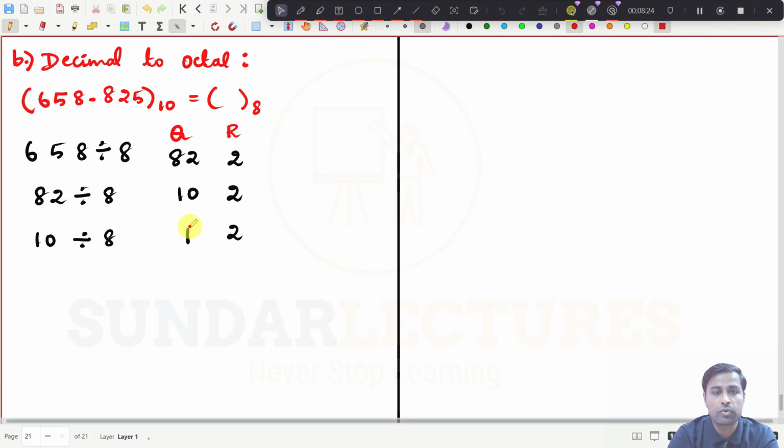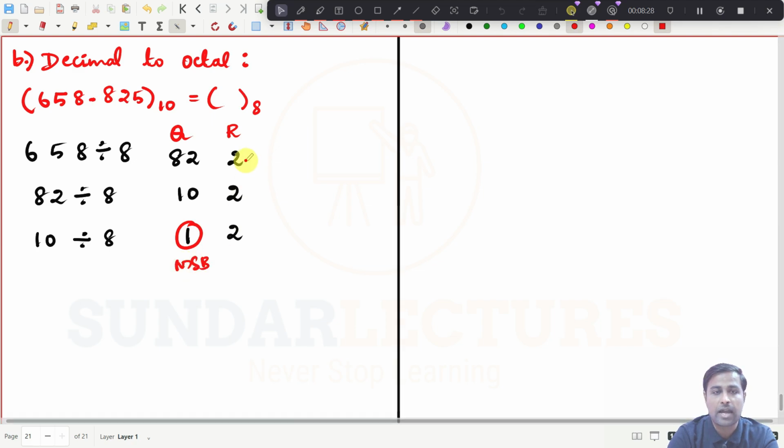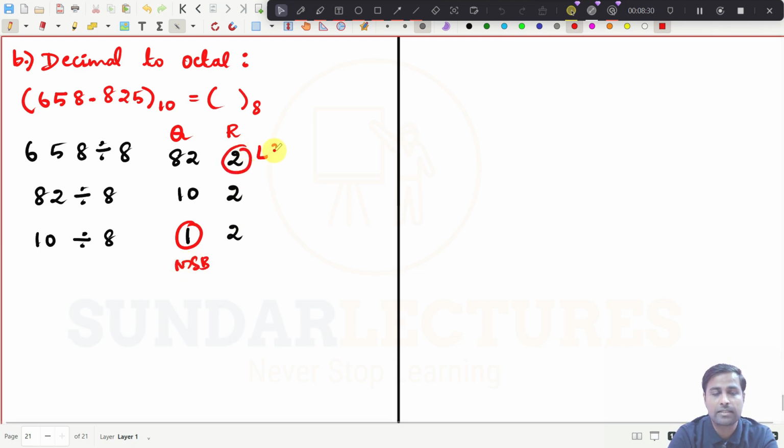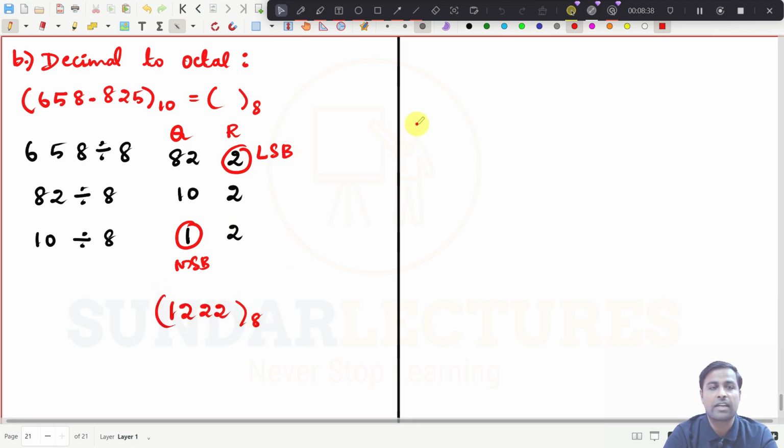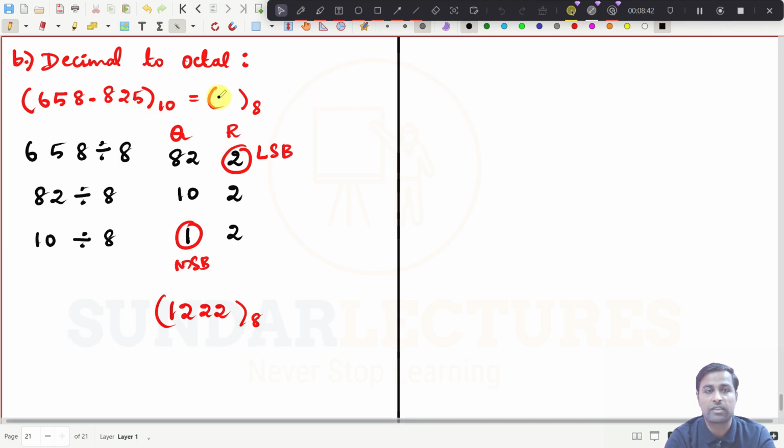So this one is the most significant bit, and this one is the least significant bit. So the value will be 1222. That's all, this is the value. And I have to go for the successive multiplication method for the fractional part.